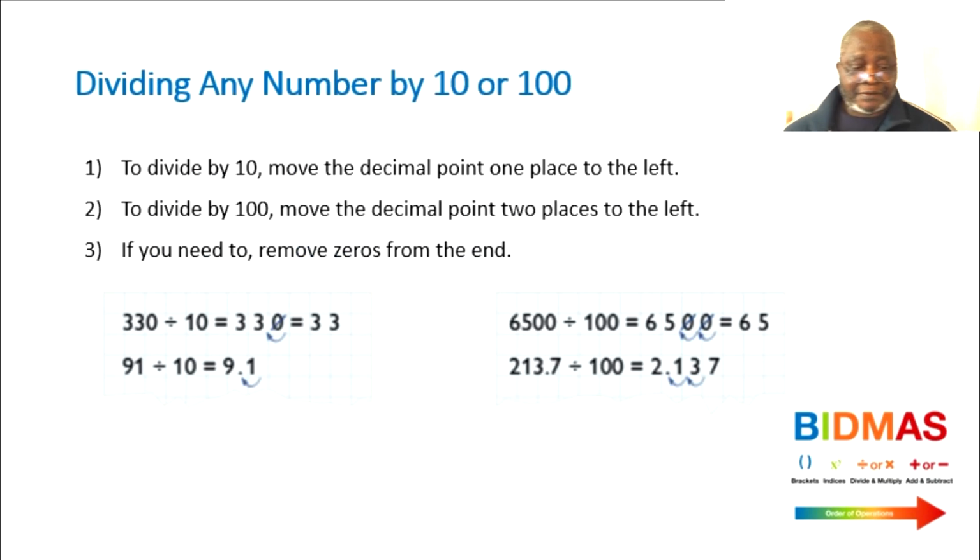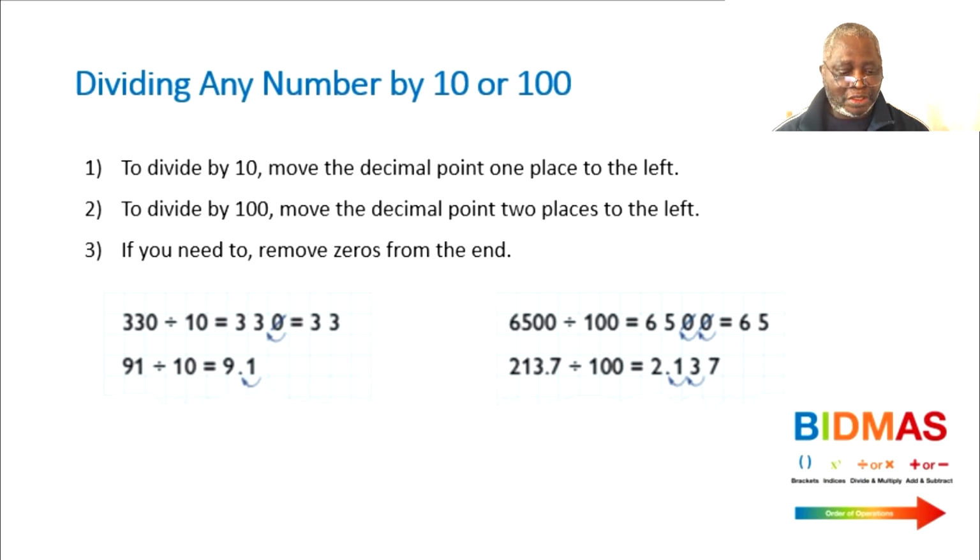Now let's look at dividing. Dividing any number by 10 or 100. To divide by 10, move the decimal point 1 place to the left. Remember, it's the opposite. When you are multiplying, you move it to the right, and when you're dividing, you move it to the left. To divide by 100, move the decimal point 2 places to the left. You need to remove zeros from the ends. Remember you're dividing now, so the number becomes smaller. So you remove zeros.